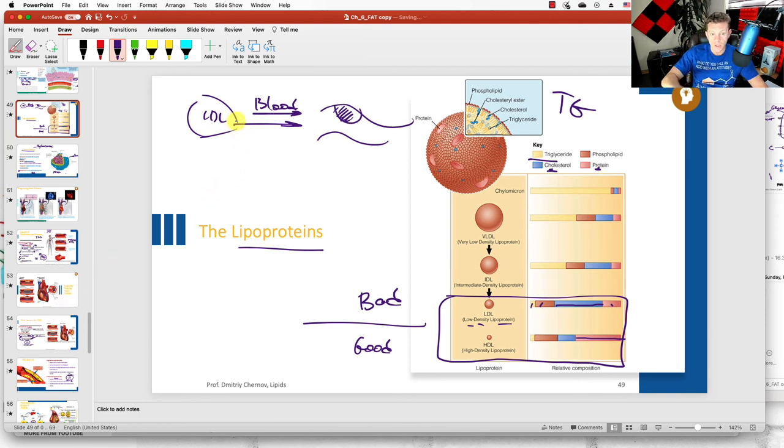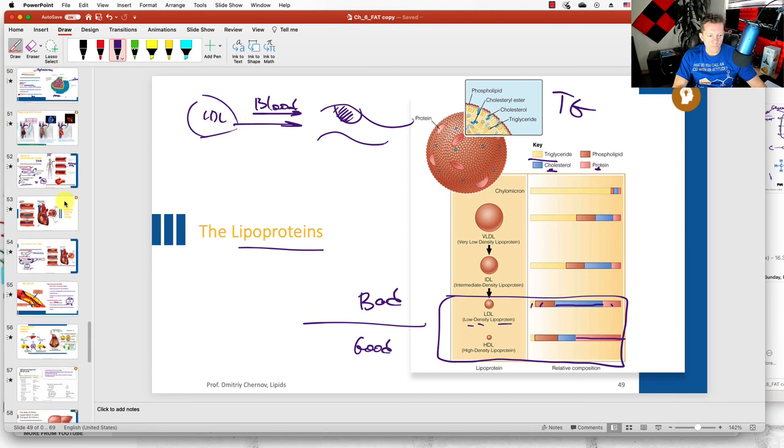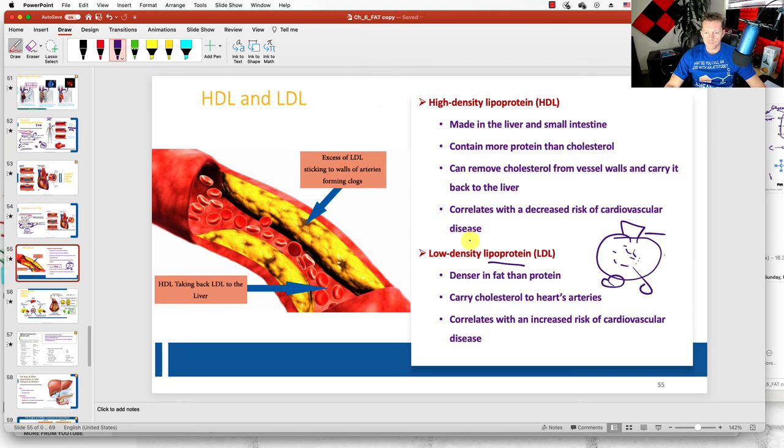Right. So the LDL is being sent out into the blood, and through blood it will be delivered wherever it needs to go. All right. So let's look here. So denser in fat than protein, carry cholesterol to heart arteries, correlates with an increased risk of cardiovascular disease. Excess LDL sticking to the walls of artery, forming clogs.